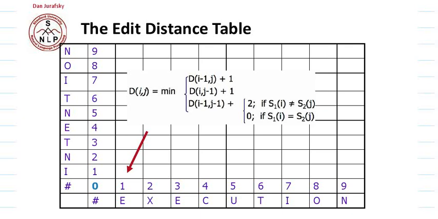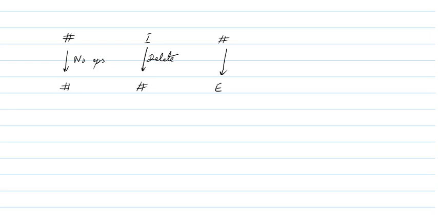Okay, so let's see this in more detail. So we have this empty string and we move towards empty string. So we have no operations. We have this I, we move to empty string, we delete one. We have empty string, we move to another string with E, single character, we insert one.